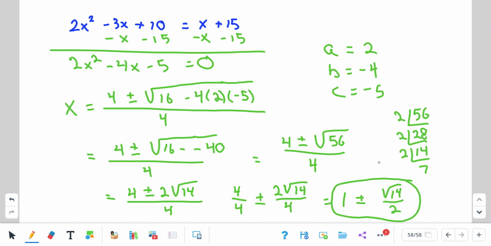Okay, so some of them can be simplified down to whole numbers or fractions. Others of them, if you can reduce the square root down to a whole number, great. If not, reduce it as far as you can and then leave it that way. Okay, that's going to do it.